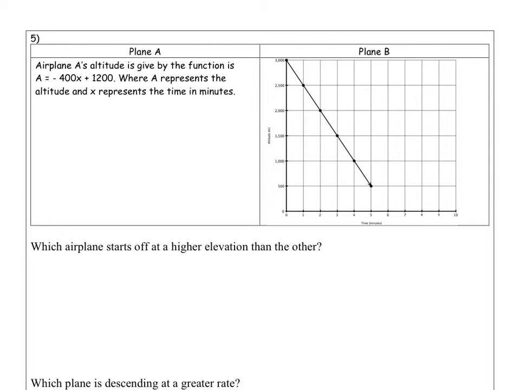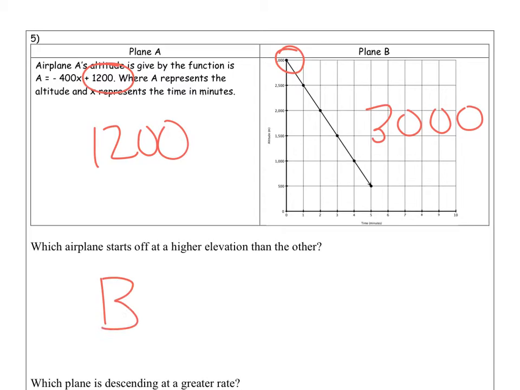Page 5. An airplane's altitude is given by the function A equals -400x plus 1200, where A represents the altitude and x represents the time. Okay, so which airplane starts off at a higher level? So this airplane starts at 1200. That's where it begins. This airplane B starts at 3000. So airplane B starts off at a higher level.